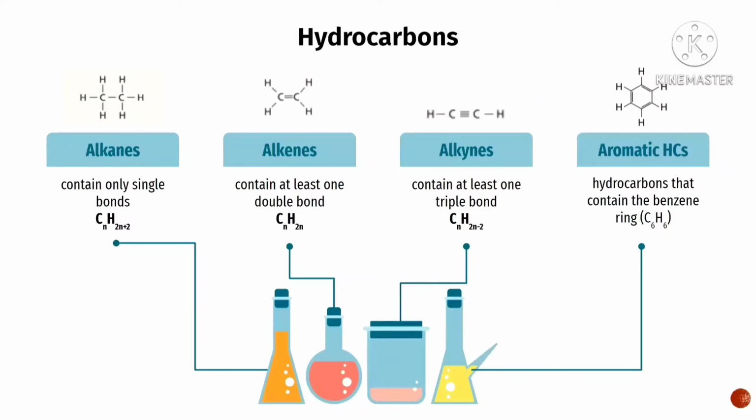Hydrocarbons are the simplest organic compounds which contain only the elements carbon and hydrogen. Hydrocarbons differ by their type of bonds. Alkanes contain only single bonds. Alkenes contain at least one double bond, and alkynes contain at least one triple bond. Aromatic hydrocarbons are unusually stable compounds that contain the benzene ring.